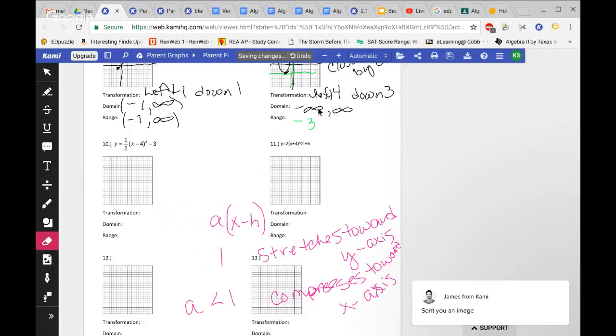And every time I use my eraser, it locks my computer up. I'm trying.